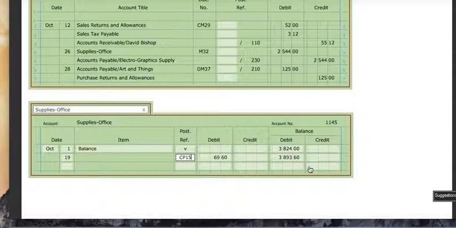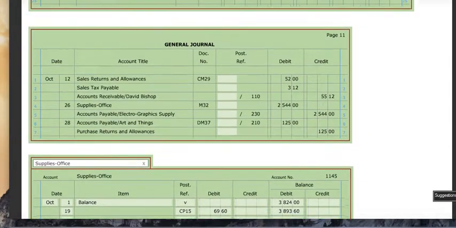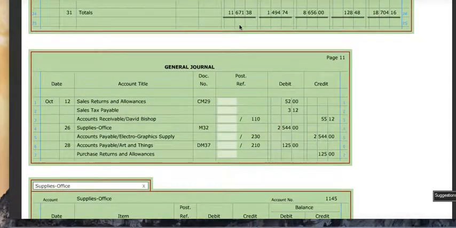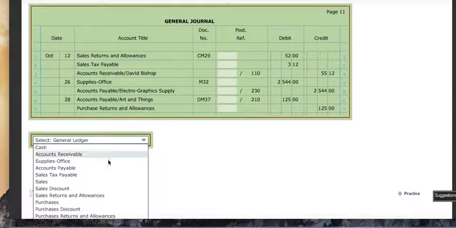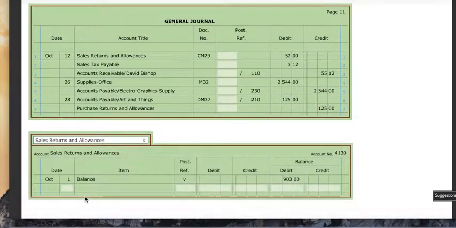Step number 3 says to post the October 12th general journal entry to the appropriate general ledger accounts. So we need to go to our general journal this time. So we're going to be using all of these 3 transactions right here. So first things first, we need to find our sales returns and allowances ledger. Open that one up.